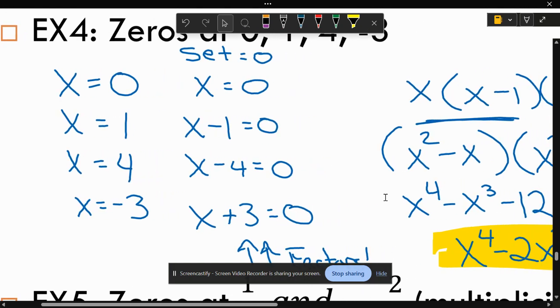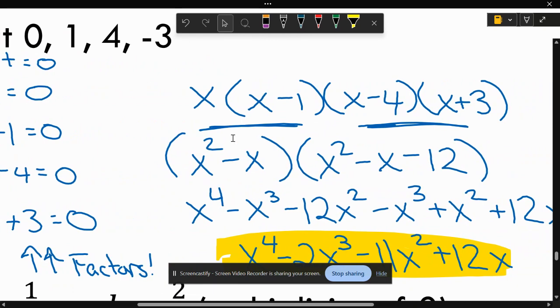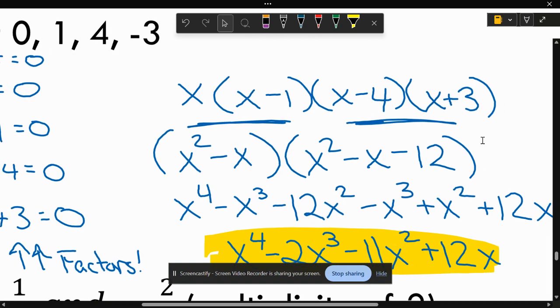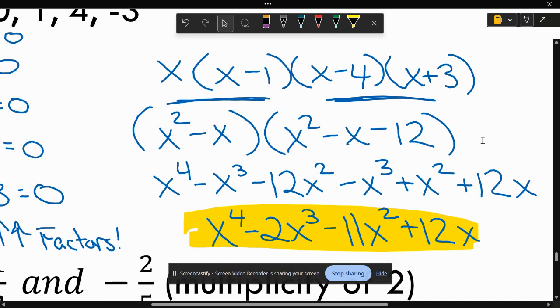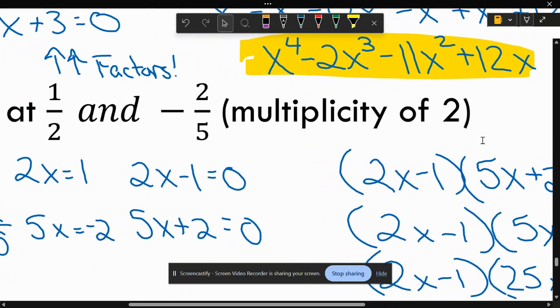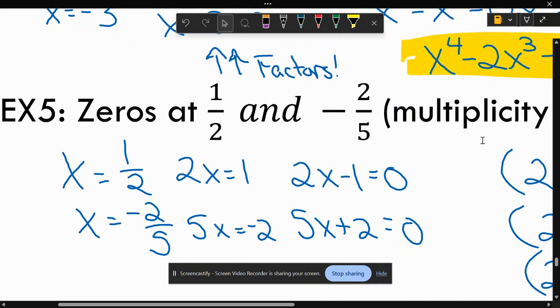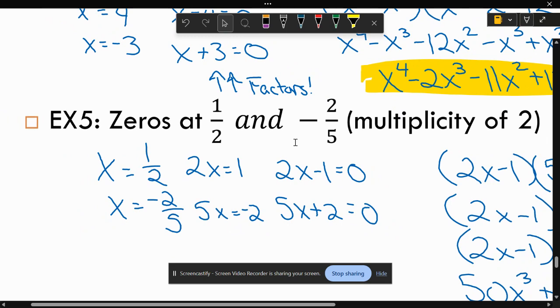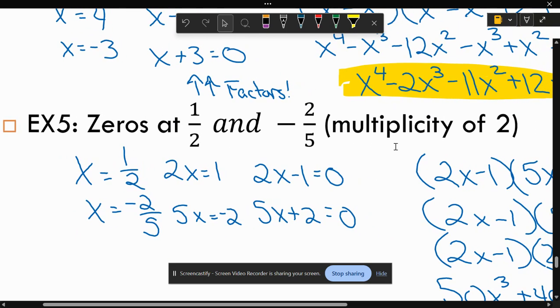Now, once you have those factors, you're going to write them all out, and then you'll use polynomial multiplication. So distribution, FOIL method, whatever you need to in order to simplify and get your solution. How this becomes a little bit trickier is whenever you have things like multiplicity of 2 or fractions. You cannot have fractions within your writing. For instance, if you look at example 5, okay, 0's at 1/2 and negative 2/5 with a multiplicity of 2.